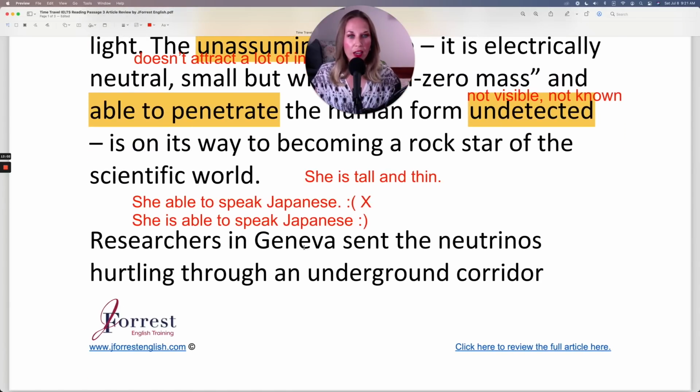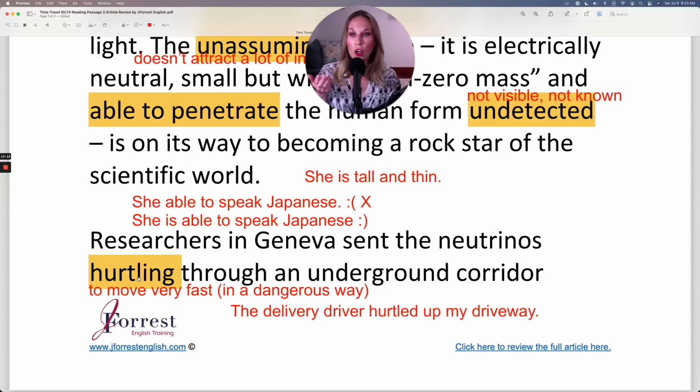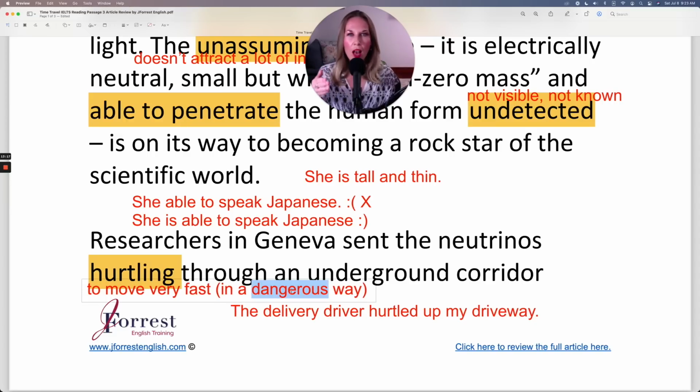Researchers in Geneva sent the neutrinos hurtling through an underground corridor. Let's take a look at hurtling. This means to move very fast, but it also implies in a dangerous way. So when these neutrinos were hurtling through the underground corridor, imagine the corridor is going straight and the neutrinos are going very fast, but maybe they're banging against the sides of the walls. They're crashing into each other, not in an orderly, straight way.